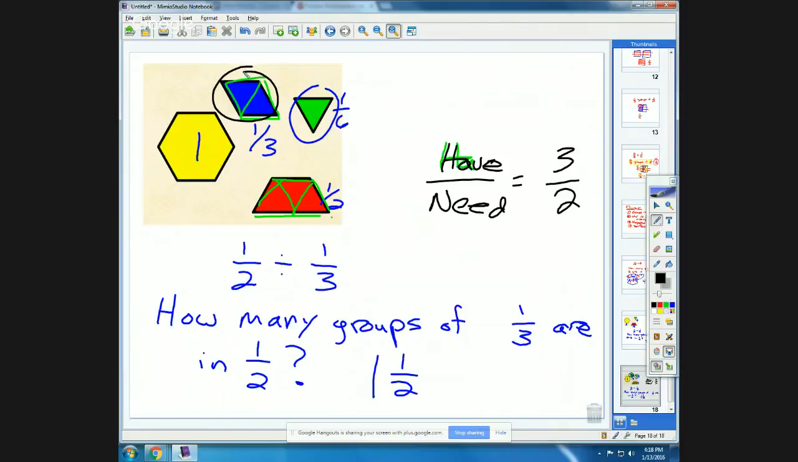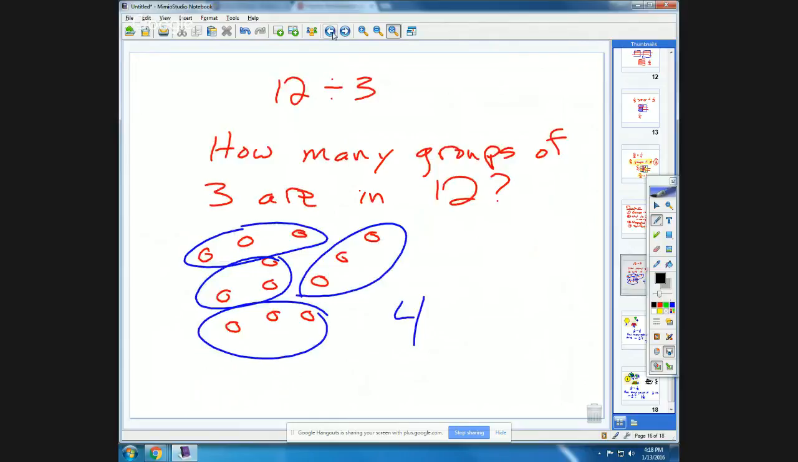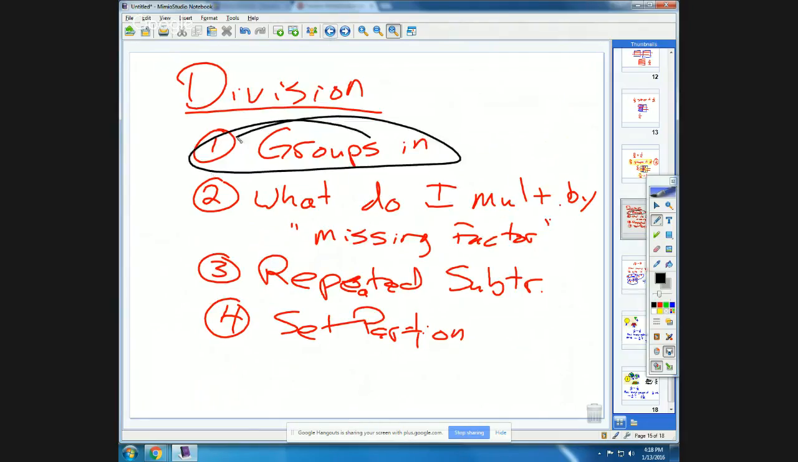Okay, so again, there are some other algorithms for multiplication and division, but I'm not going to cover them. We're going to stop it there. We have different ways to model multiplication and division. It turns out the easiest way to model division is with the groups-of model, back from whole numbers. Next class, we'll give some of these other ones a shot, like repeated subtraction and the missing factor one.